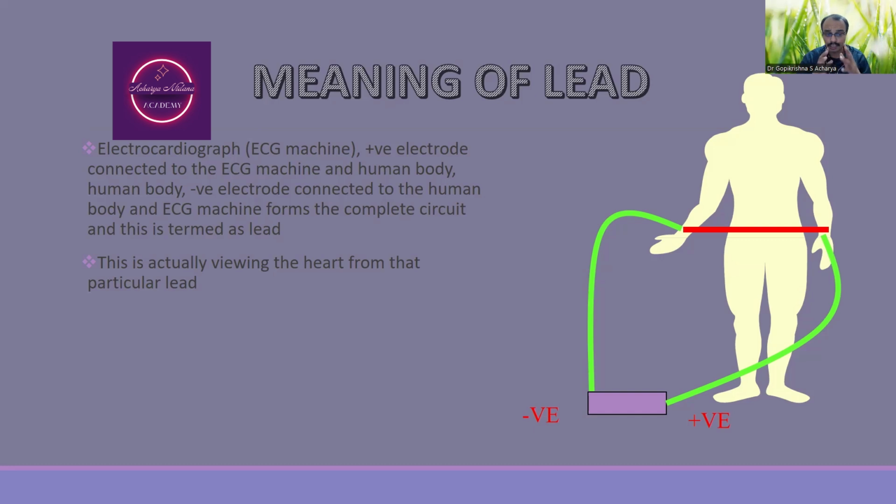In the routine electrocardiogram, an electrode is also kept on the right lower limb, the right leg. This is not actually recording any electrocardiographic deflections. This acts as a base for the electrical equipment which we use to record the ECG. So that is acting as a base.